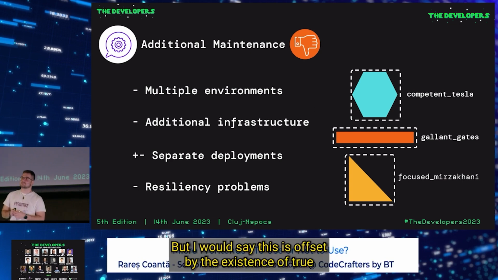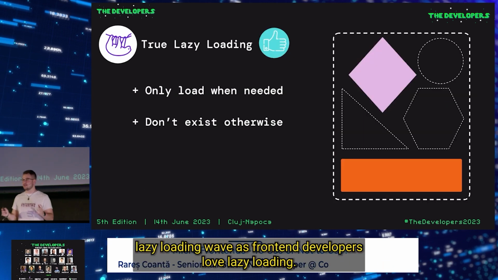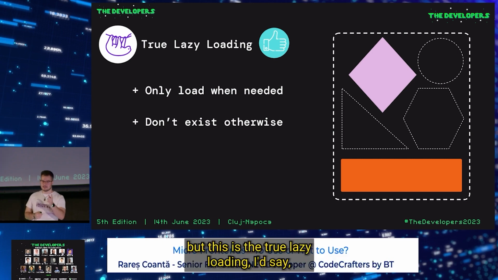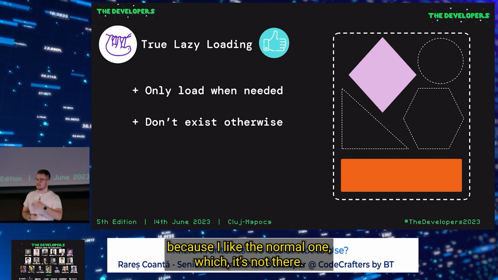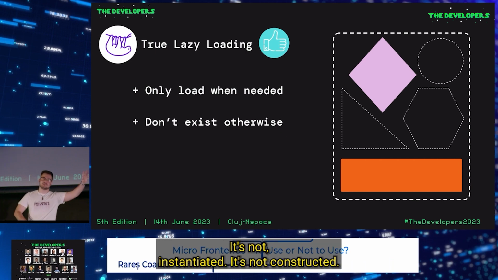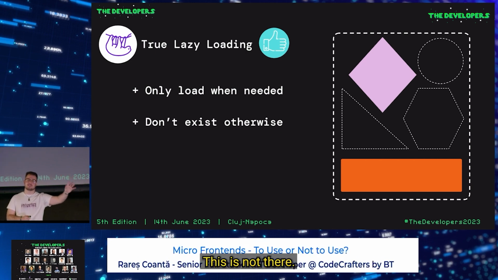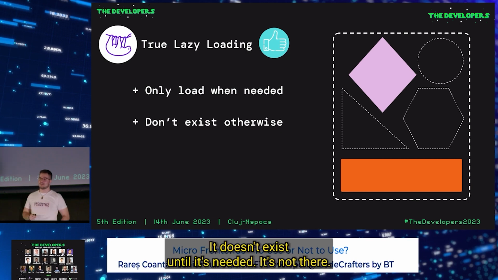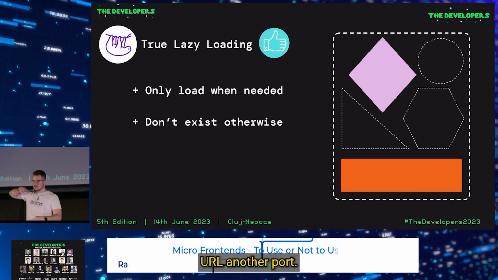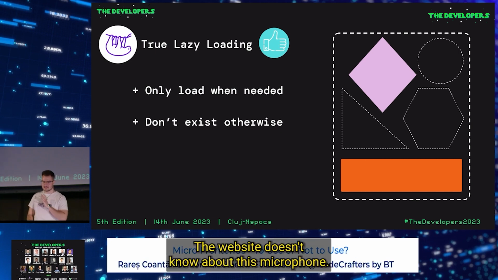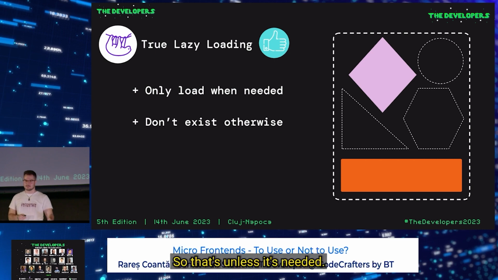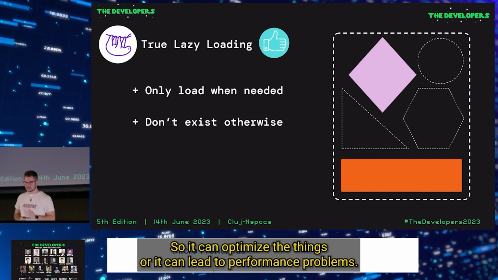But I would say this is offset by the existence of true lazy loading. We, as front-end developers, love lazy loading. I do. But this is the true lazy loading, I'd say, because unlike the normal one, which sure, it's not there, it's not instantiated, it's not constructed, this is actually not there. It doesn't exist until it's needed. It's on another URL, another port. The website doesn't know about this micro frontend that it uses unless it's needed. So this is true lazy loading. So it can optimize the things.